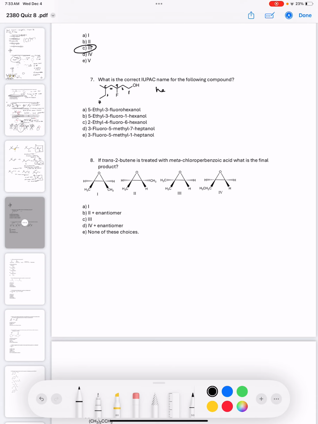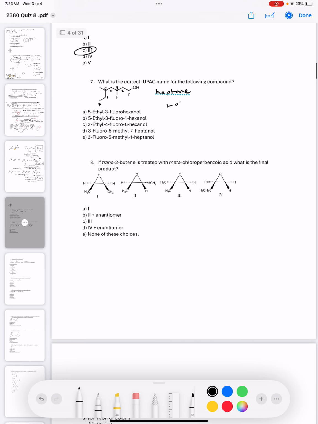So 7 is heptane. And then I'm going to find my substituents, 1 alcohol, 3 fluoro, 5 methyl. So my substituents are the alcohol, the methyl, and the fluoro. And then I'm going to combine those. So the alcohol actually goes at the end. So we get heptan-1-ol.